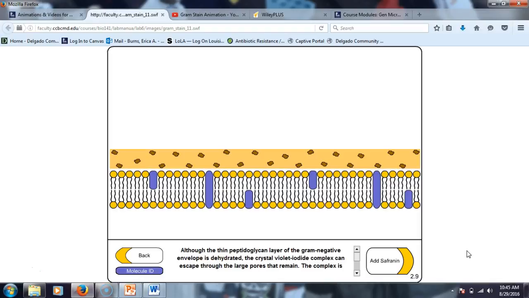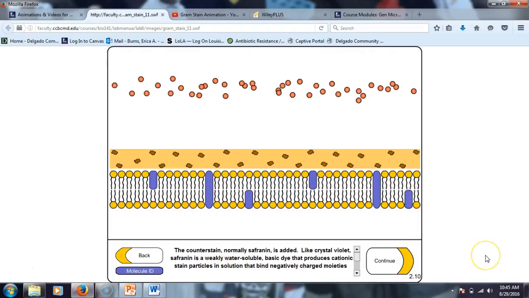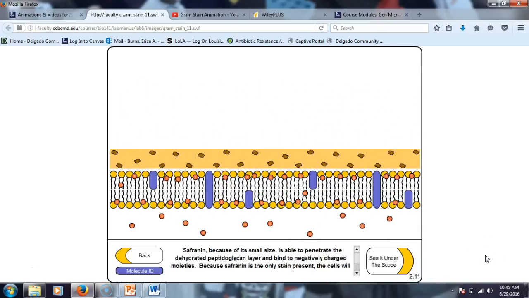So what do we got to do again? We got to stain them. But we got to pick a different color, right? So we know this happened. So now it's safranin, which is actually a red dye. But these guys are going to appear pink because they're not going to absorb a lot of the red dye because of the damage that we cause when we decolorize them. So they're going to be pink.